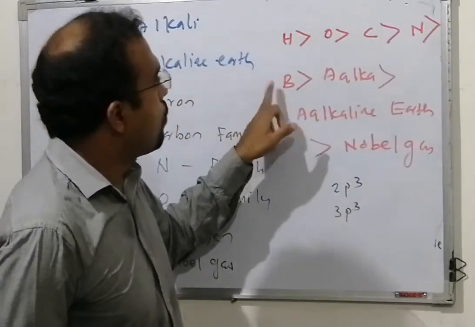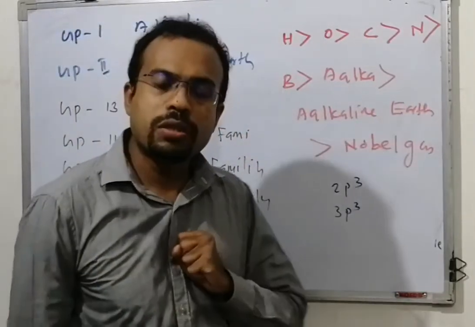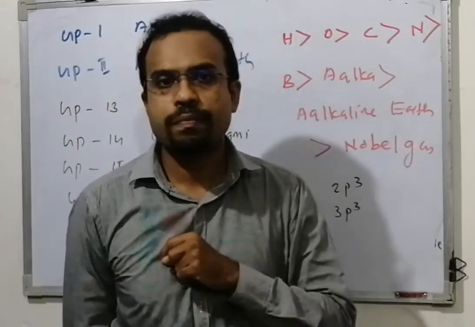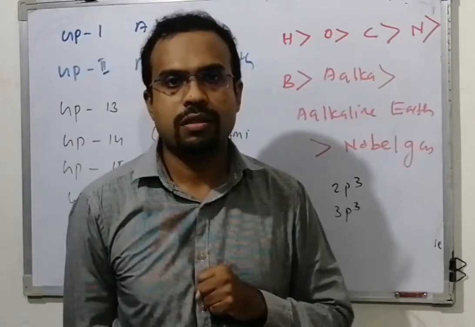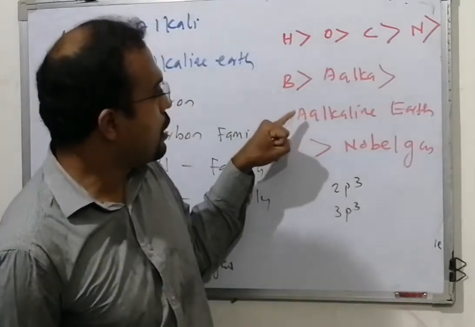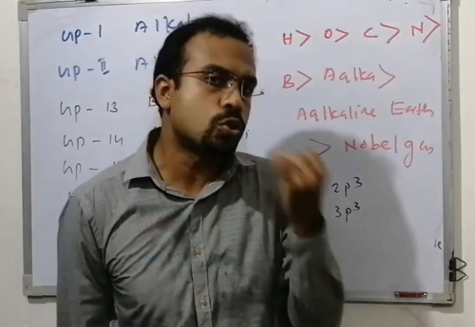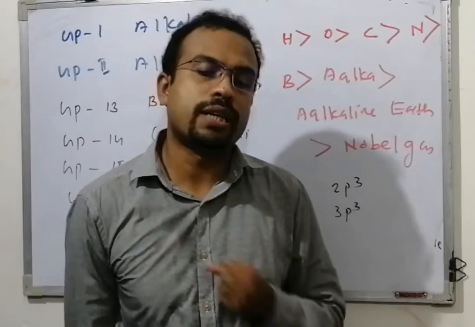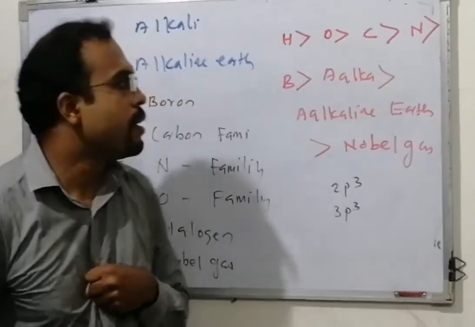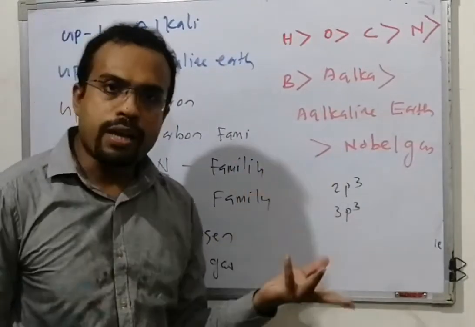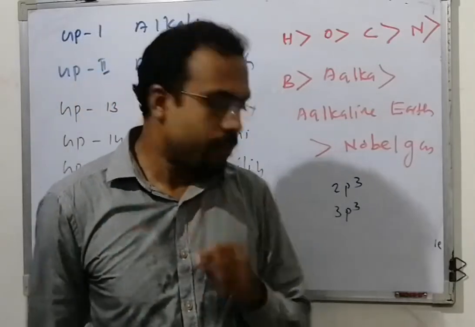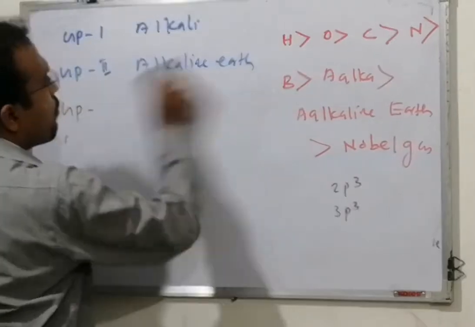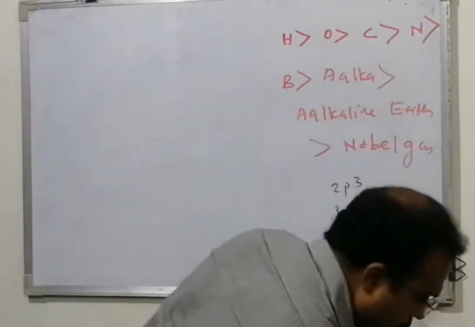Now, boron. Now look at alkaline earth. You know why? Alkaline earth is 2s2 or 3s2 filled. They have no interest. Therefore, they have also less tendency. Fine. Then alkali. Noble gas, very low electron gain enthalpy, because they have filled configuration. Understand?